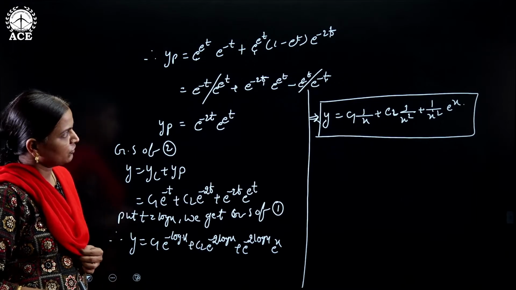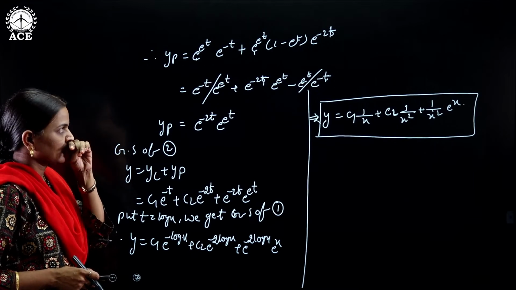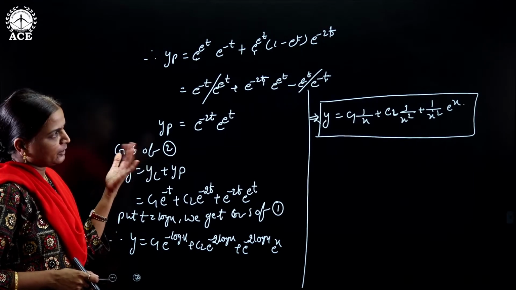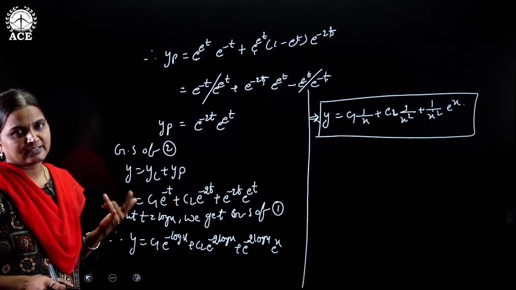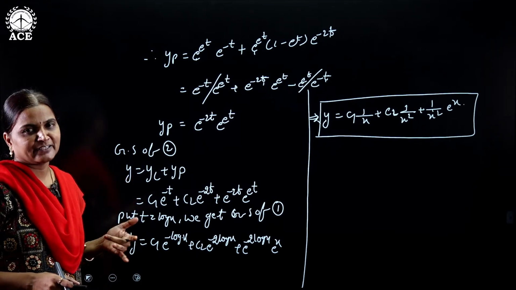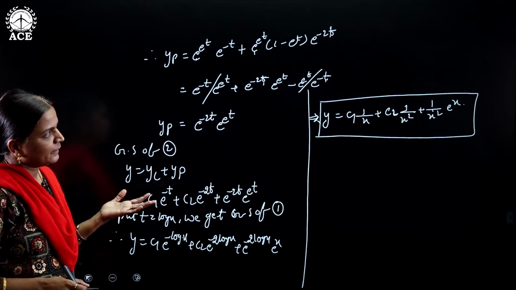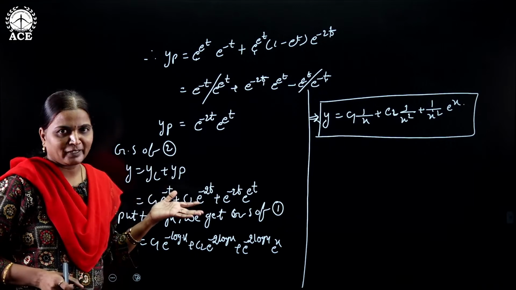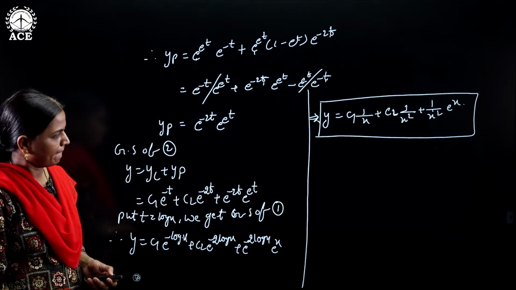This is the long answer question. Here you can find the particular integral when q of x is in the direct form. That means q of x is x e power ax sin ax or cos ax, or x power m, or e power ax into v of x, or x power m into v of x. You can apply the direct methods. But if q of x is not in that form, it is better to apply the method of variation of parameters.